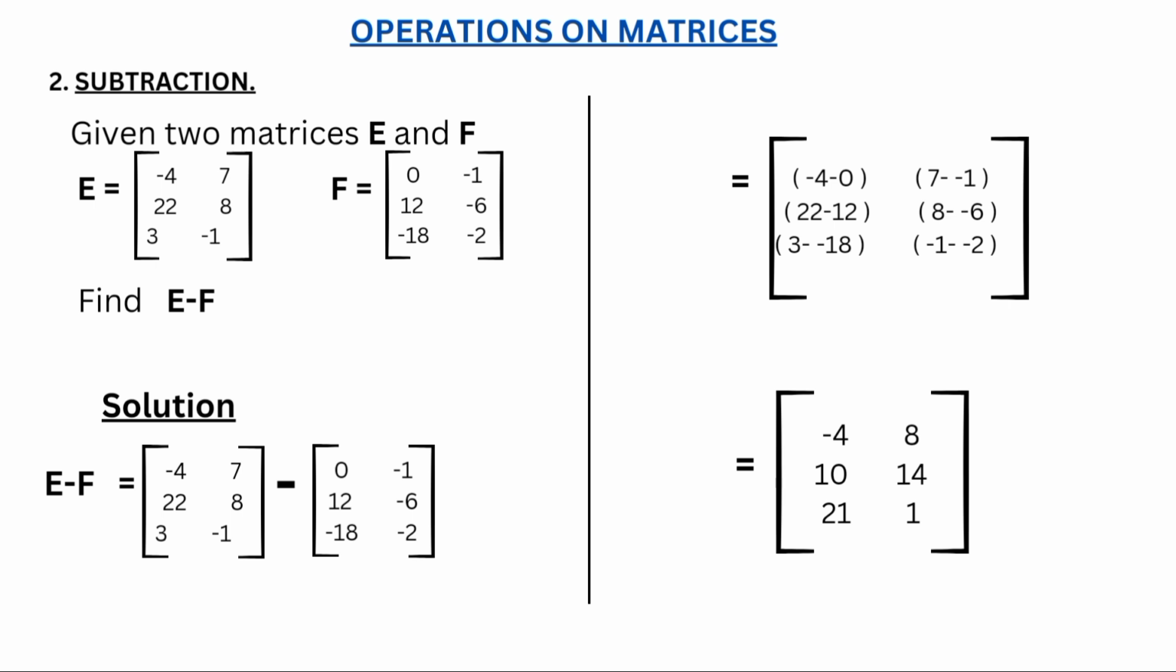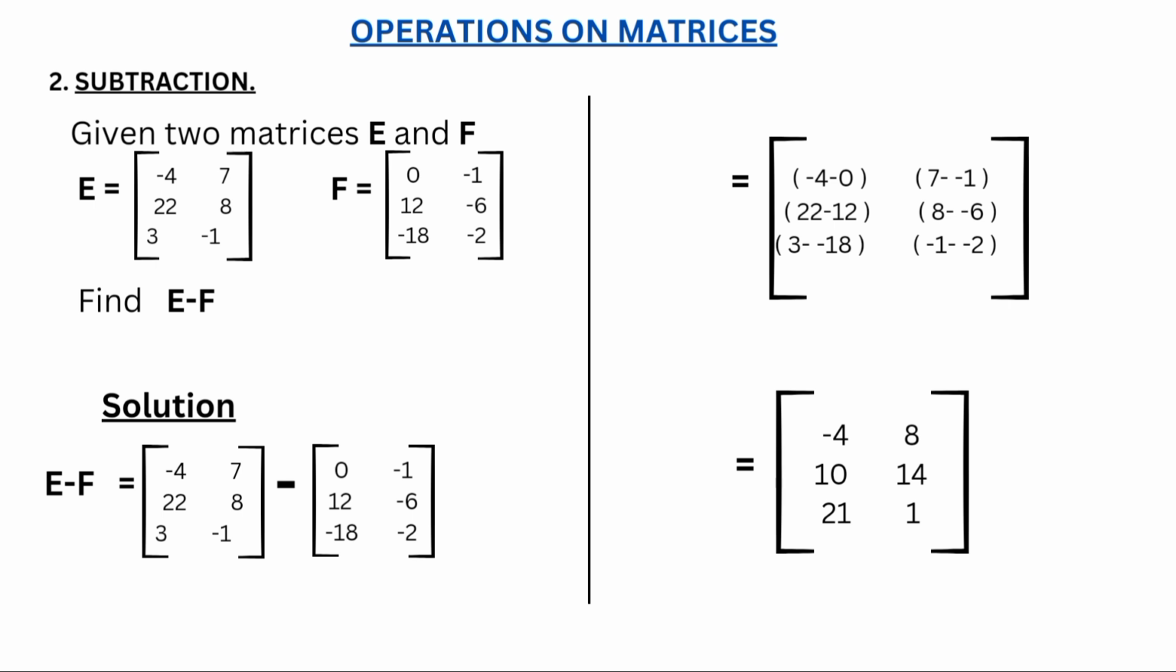7 minus -1, minus times minus is plus, so it's like 7 plus 1 is 8. 22 minus 12 is 10. 8 minus -6, minus times minus is plus, it's positive, so it's like 8 plus 6, which is 14. 3 minus again times minus is plus, so it's like 3 plus 18, which is 21. -1 minus again, so that's plus. -1 plus 2 is 1. So we have our answer, which is -4, 8, 10, 14, 21, 1.